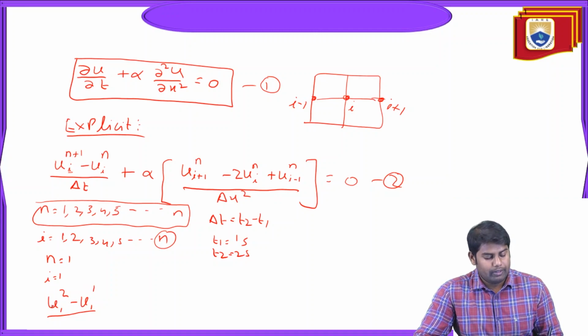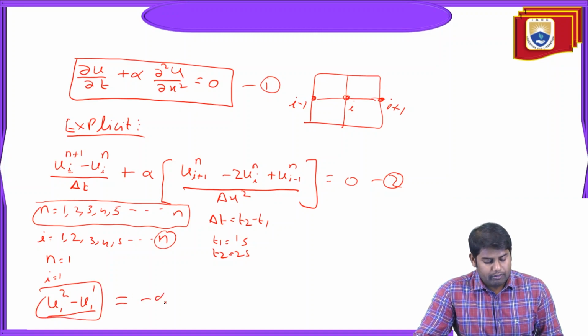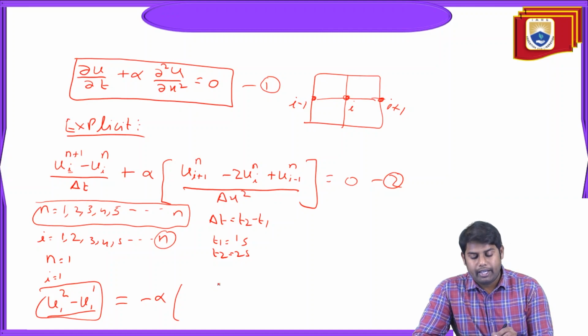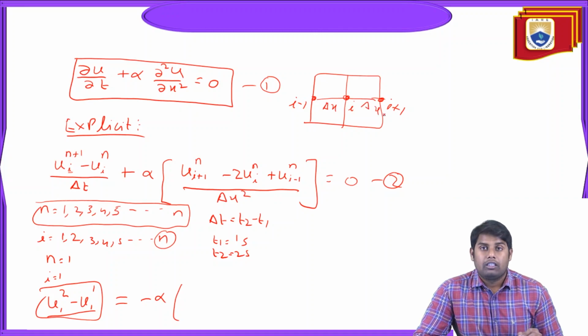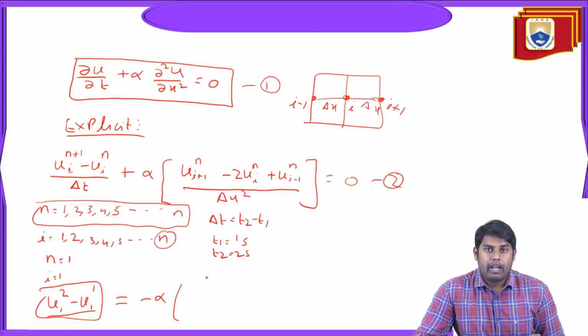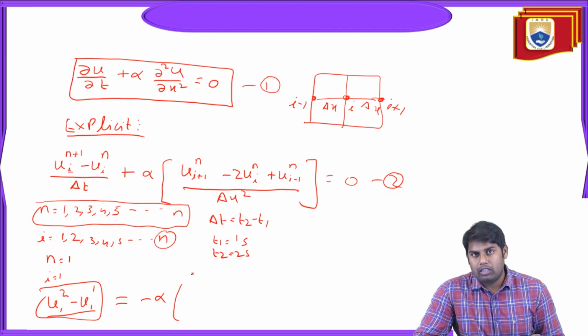This will be equal to minus alpha, the diffusion term we have, into delta x. Delta x is nothing but the distance between two grid points. Here we have this delta x and this delta x. If the spacing between the two grid points is the same, the delta x will be equal at all the intervals.